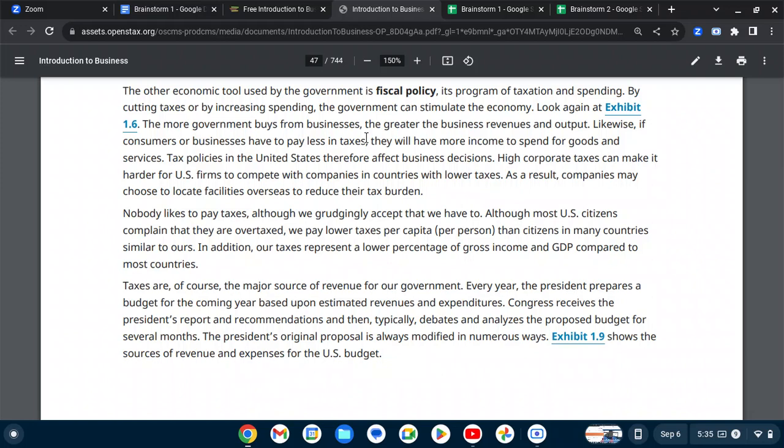Every year, the President prepares a budget for the coming year based on estimated revenues and expenditures. Congress receives the President's report and recommendations, and then typically debates and analyzes the proposed budget for several months. The President's original proposal is always modified in numerous ways. Exhibit 1.9 shows the sources of revenue and expenses for the U.S. budget.